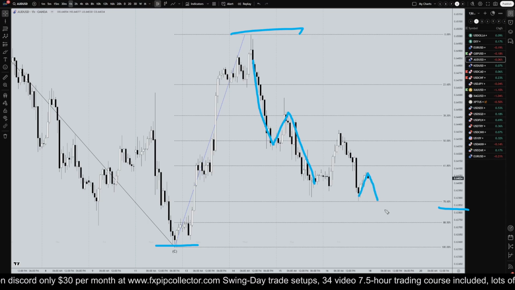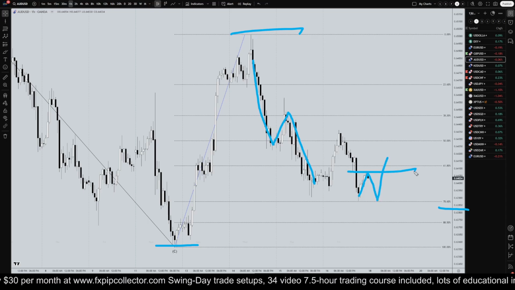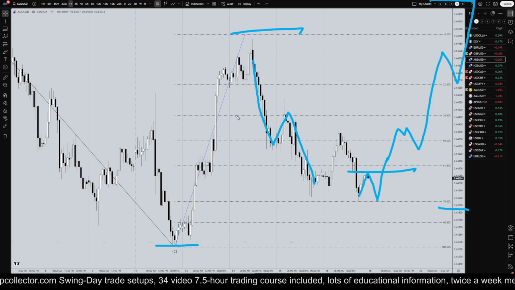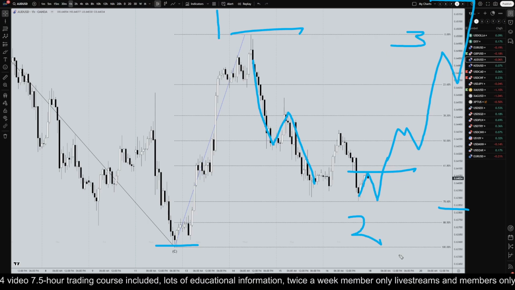And if it does go down again, it would actually make for a much clearer pattern, because then when it broke structure, I think that would help confirm that this really is the end of a pullback. Hopefully it's a wave one, a wave two, and it goes up for a big old wave three.